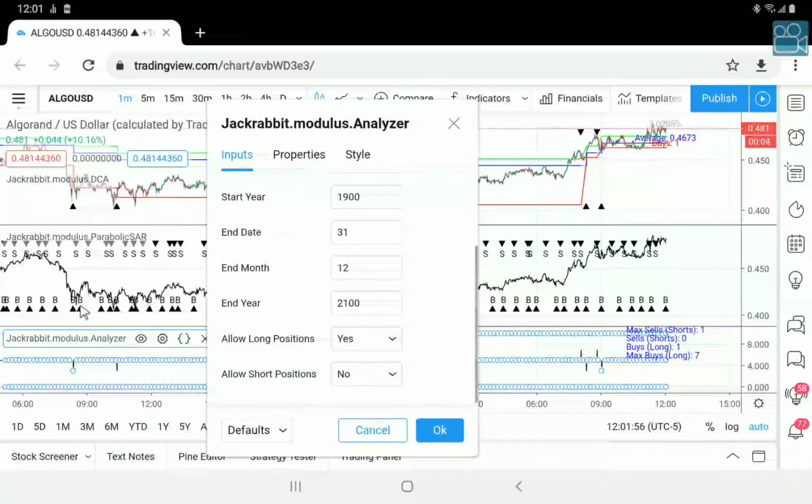Shorting is an advanced technique and very few exchanges really support it. It is something that you need to be aware of before you actually try it. So for the purposes of this discussion, I'm not going to deal with shorting at all. Strictly long positions.